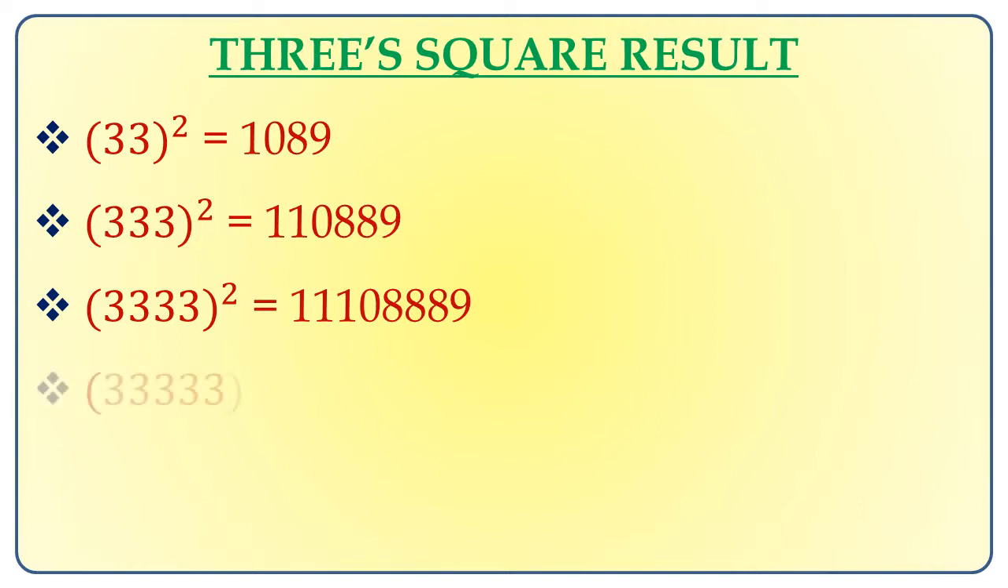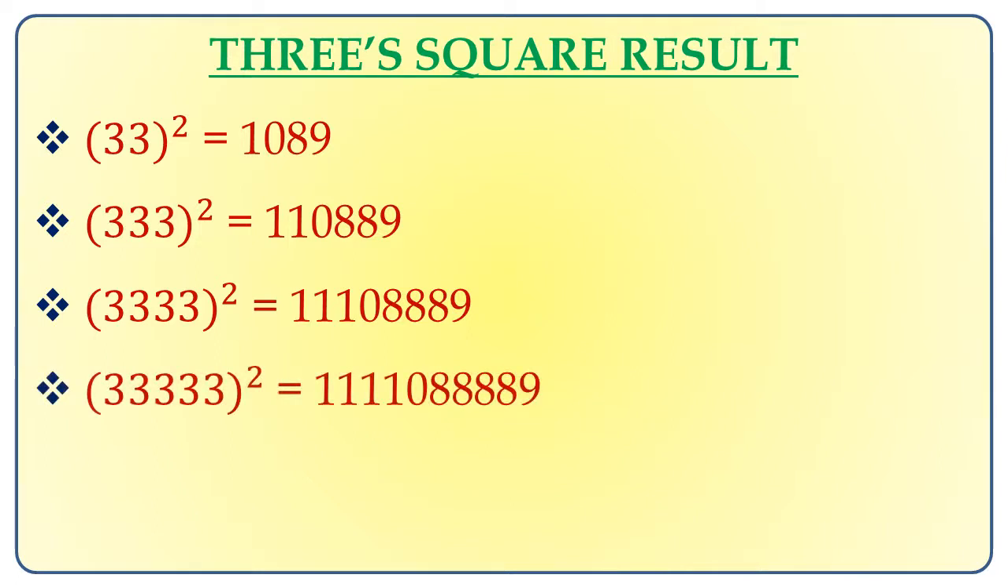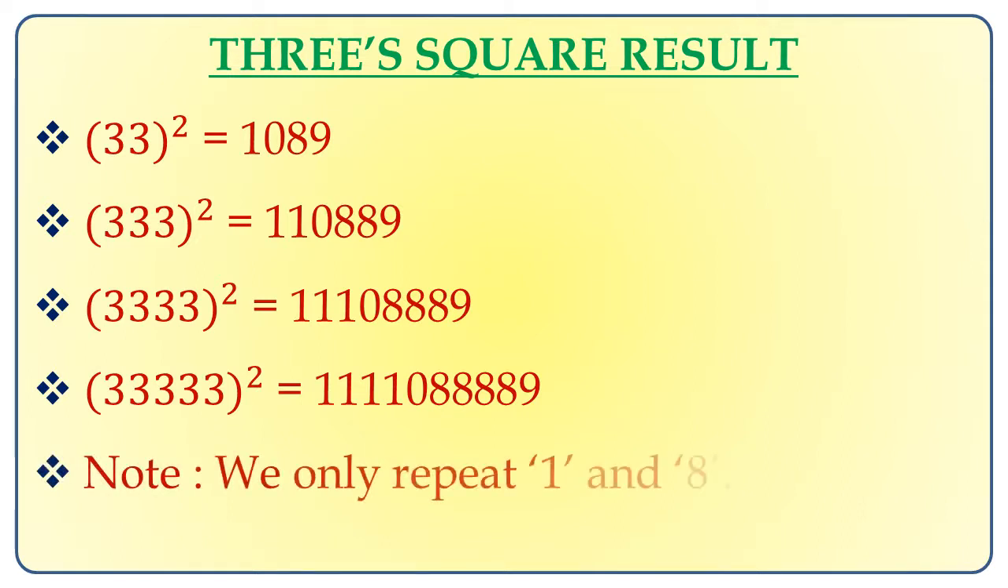It's quite simple. Now 33333 square. So we count the number of 3s. In this case it is 5. 5 minus 1 is 4. So 1 is written 4 times, followed by 0, followed by 4 times 8 and followed by 1 time 9. Please note, we repeat only 1 and 8. We do not repeat 0 and 9.